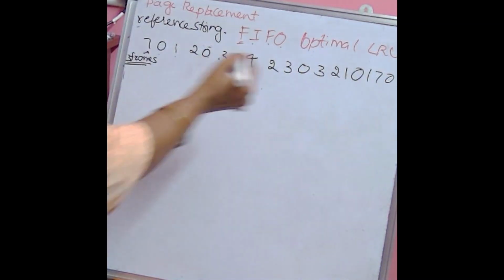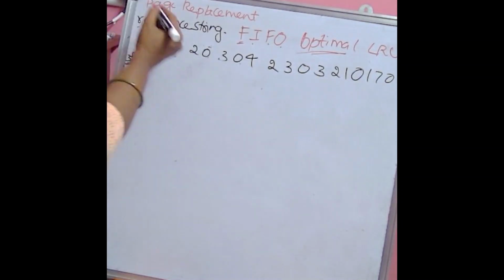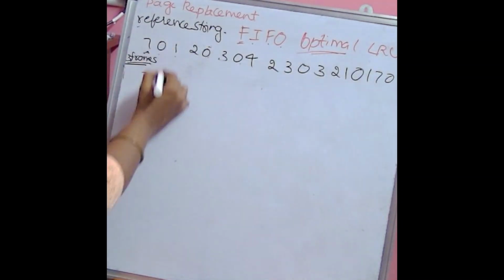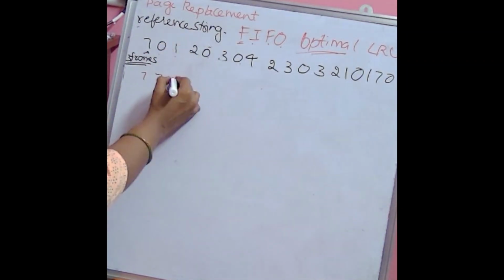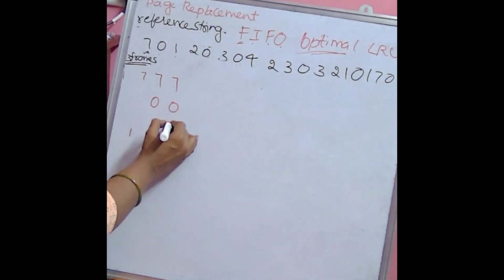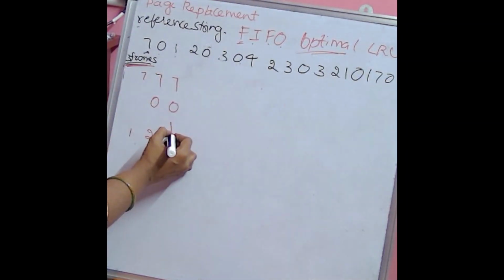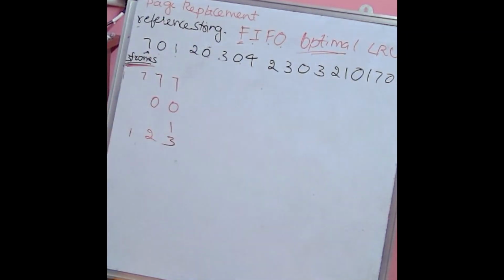Next one, optimal. For optimal, every time we need to check with the future. First frame, 7th page is not available, anyway, page fault. So next, 0 is also not available. This is also page fault. Next available is 1, with empty frames. 3 frames are there, still 3 empty frames. No need for replacement, but the page is not available, so we will consider that a page fault.